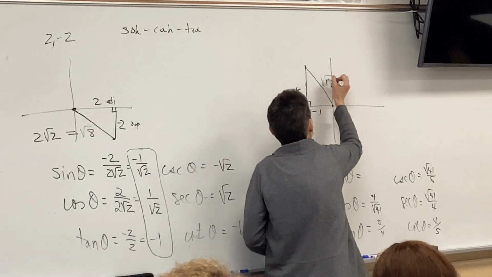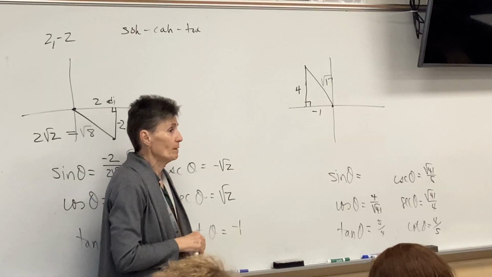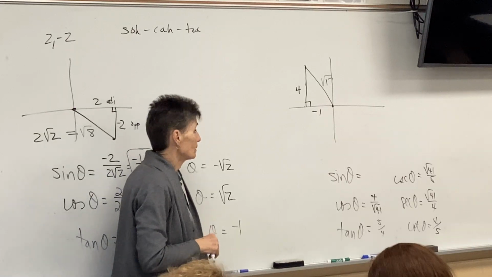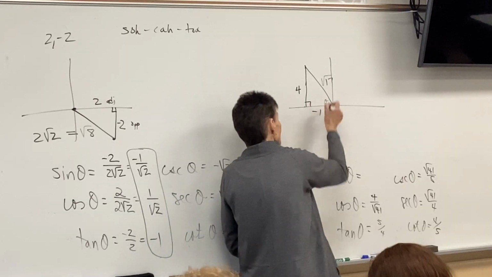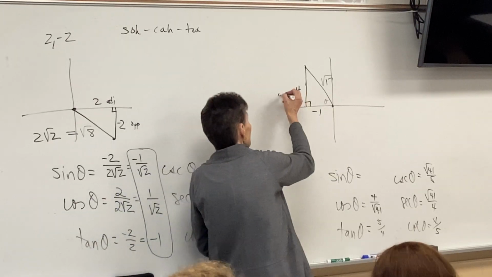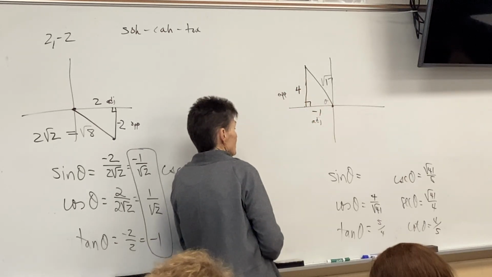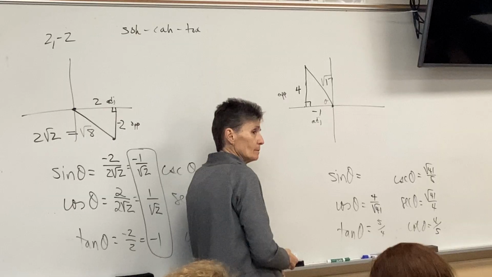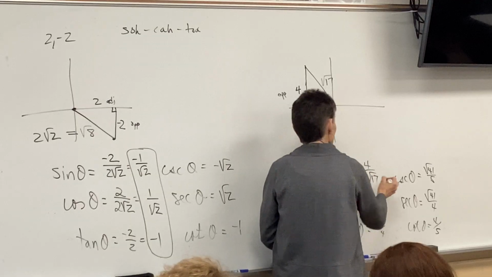17, which does not break down, so we don't need to do what we did in the last problem. Which side is opposite? Remember, this is your angle. Which side is opposite? 4. So what's our sine? 4 over the square root of 17. 4 over the square root of 17.